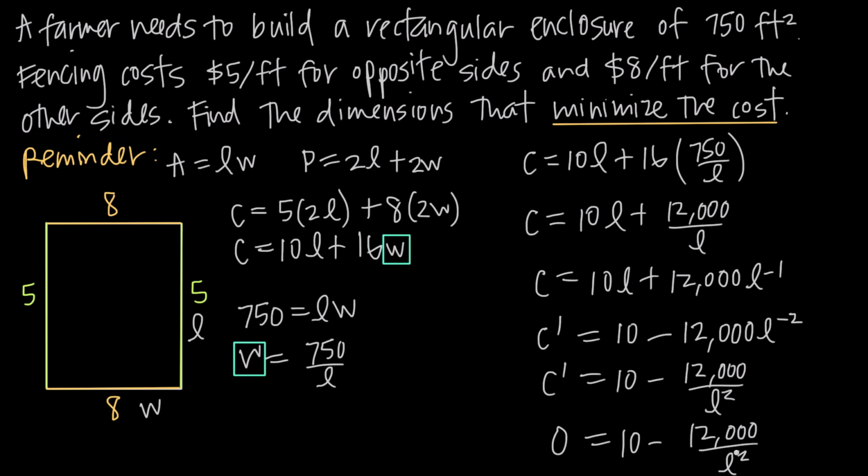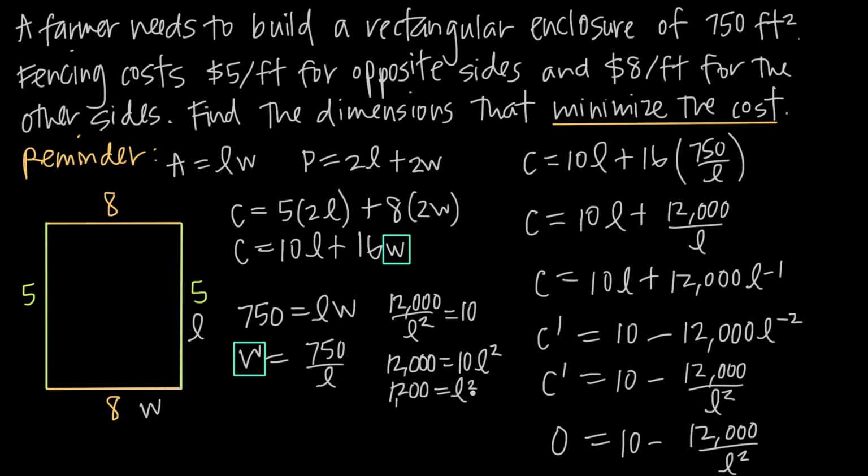In order to solve for L, we'll add 12,000 over L squared to both sides, and we'll get 12,000 over L squared is equal to 10. Multiplying both sides by L squared, we'll get 12,000 equals 10L squared. Dividing both sides by 10, we're going to get 1,200 equals L squared.